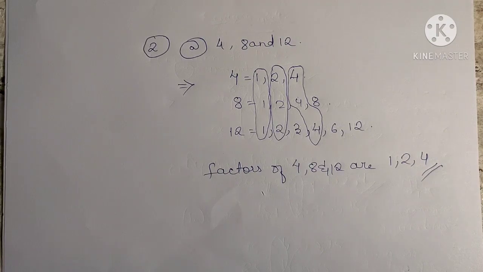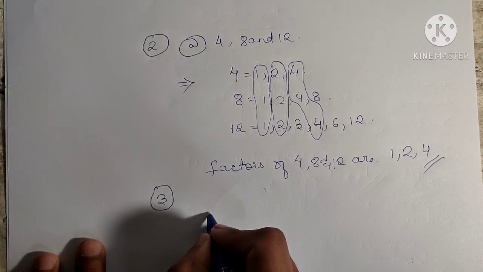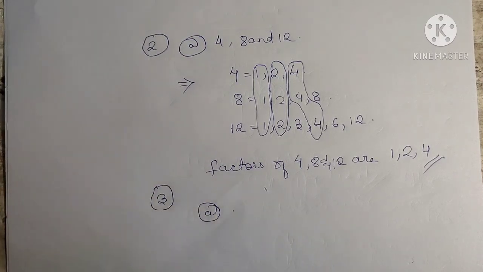Now we'll go for number 3. What is it saying? Find first 3 common multiples. Okay, number 3, let me explain to you. Find the first 3 common multiples of 6 and 8. So what you have to do, you have to write the timetable, okay, and then see what are the first 3 common multiples between them.